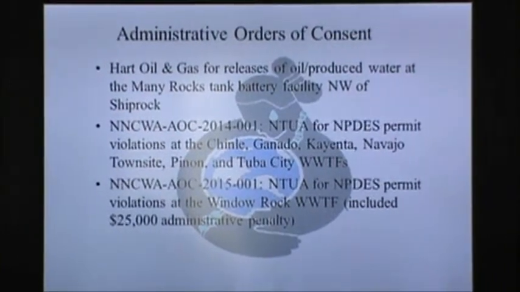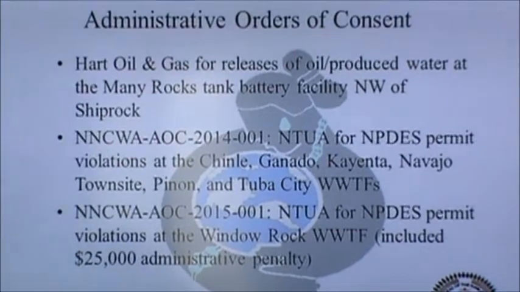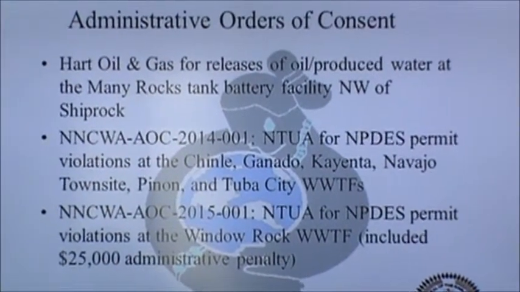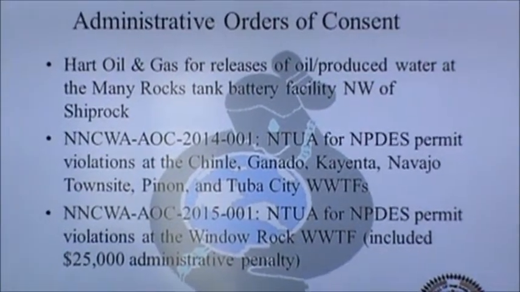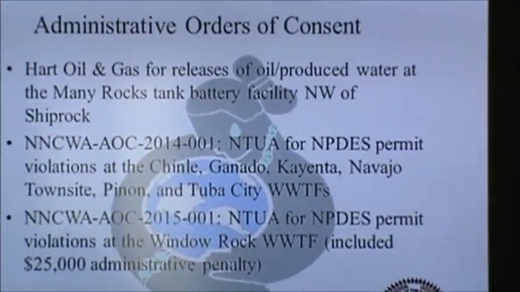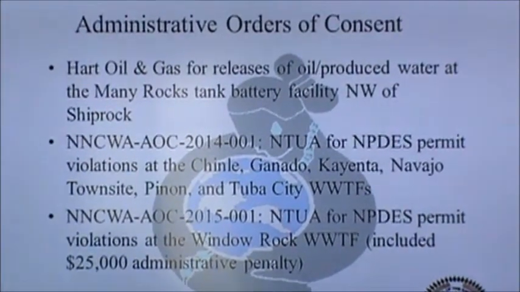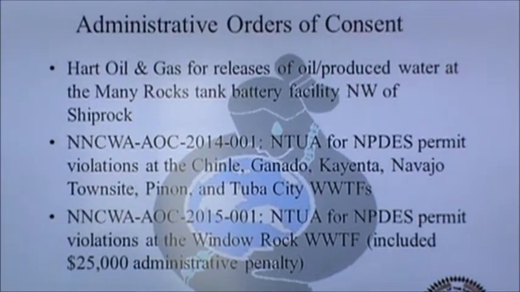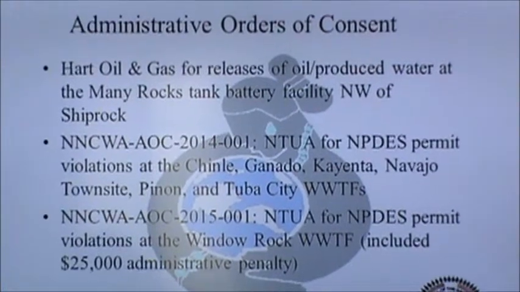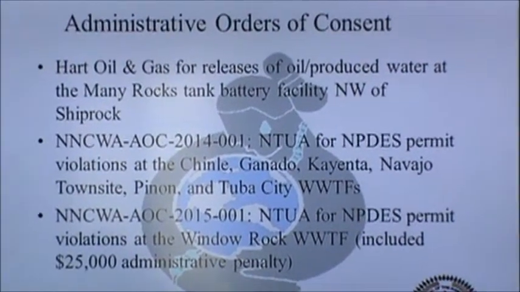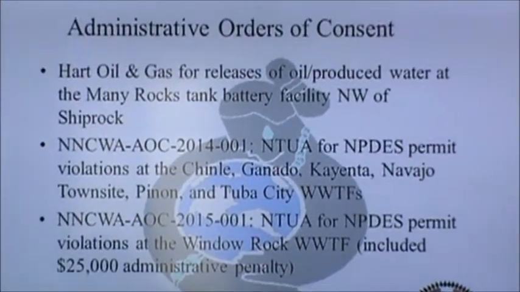And the top tier of our enforcement is orders of consent. This is usually done by our lawyers. The first example here was back in 2006. Hart Oil and Gas had a history of problems with their oil fields, whether it was leaks from the lines, leaks from the pump jacks. They're just really being messy. So we ended up working with DOJ on an order of consent.